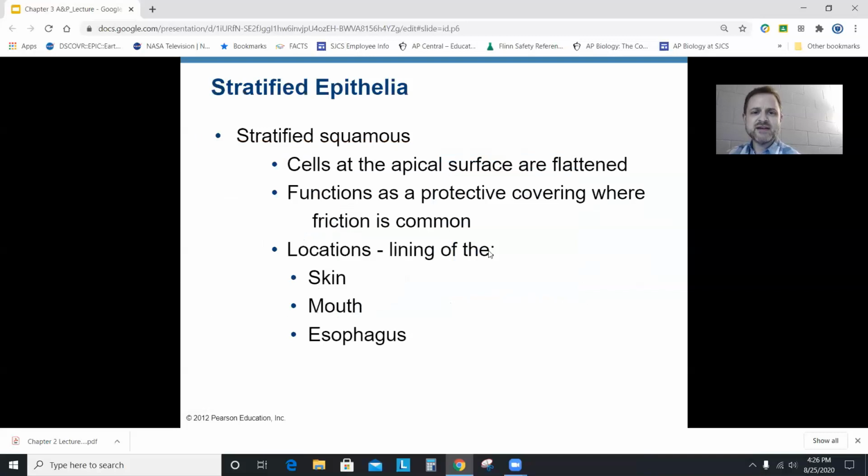Stratified squamous. Now we're getting into things that are stratified, so more than one layer. In this case, they're squamous because the cells of the top layer are flattened, like the squamous shape. Having many different layers stacked would be very good for protection. Think of your skin, think of areas where you have lots of abrasion or lots of friction. Your skin, your mouth, your esophagus, you want many layers because the layers tend to die and get sloughed off.